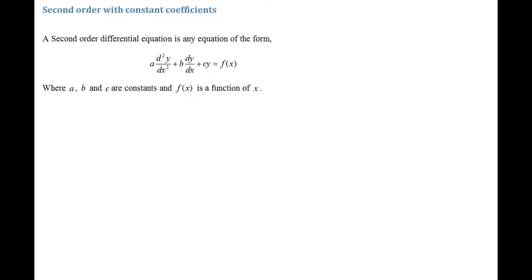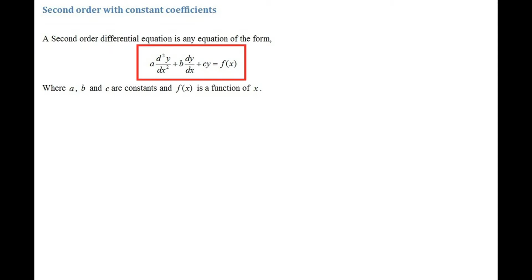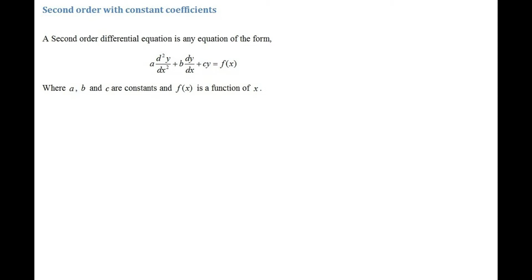So what are they? A second order differential equation with constant coefficients is any equation of the form a d2y over dx squared plus b dy over dx plus cy equals f of x, where a, b and c are constants, and f of x on the right hand side is a function of x. Okay, now how do we solve second order differential equations?